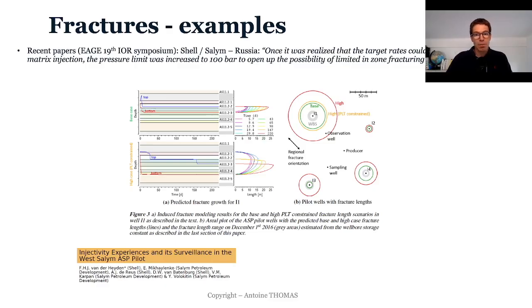There are cases, for instance, like Salym in Russia, where the operator has used controlled fracturing to enhance the injectivity. The reason was the beginning of poor water injectivity, so of course it would have been difficult to inject the chemical slug. But there are a few studies out there showing how to make controlled fracturing to enhance the injectivity and bypass a cake if something has been built over the years.